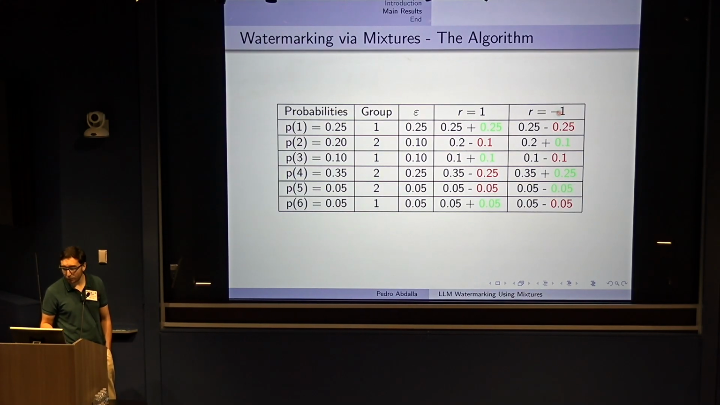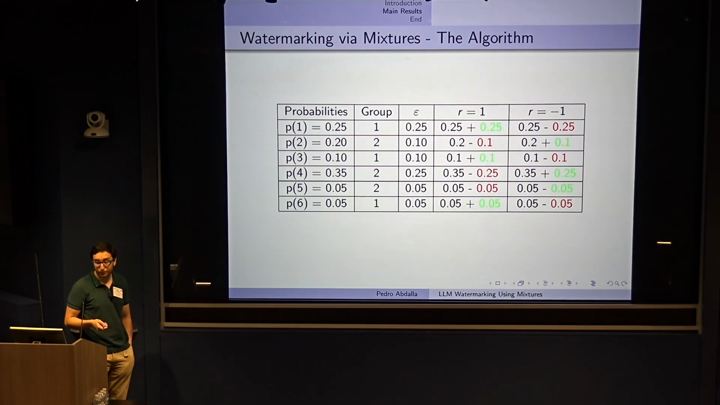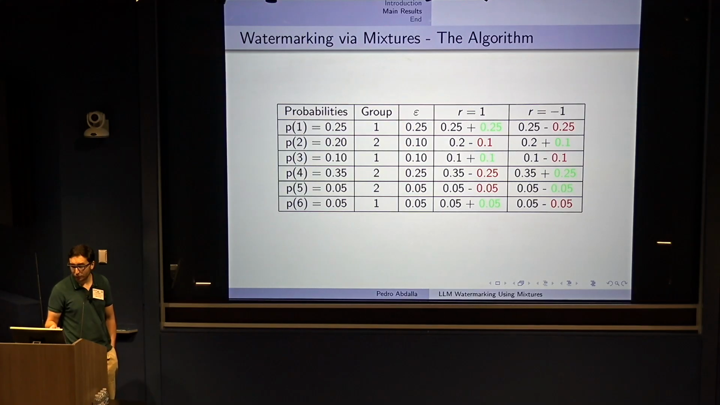And when R is equal to -1, then we repeat the process, but we flip signs. So we decrease by 0.25, and here you can see the fourth row increases by 0.25. In this way, I preserve the probability distribution of the token appearing. I created a bias when R equals 1 toward group 1, and I create a bias when R equals -1 toward group 2.